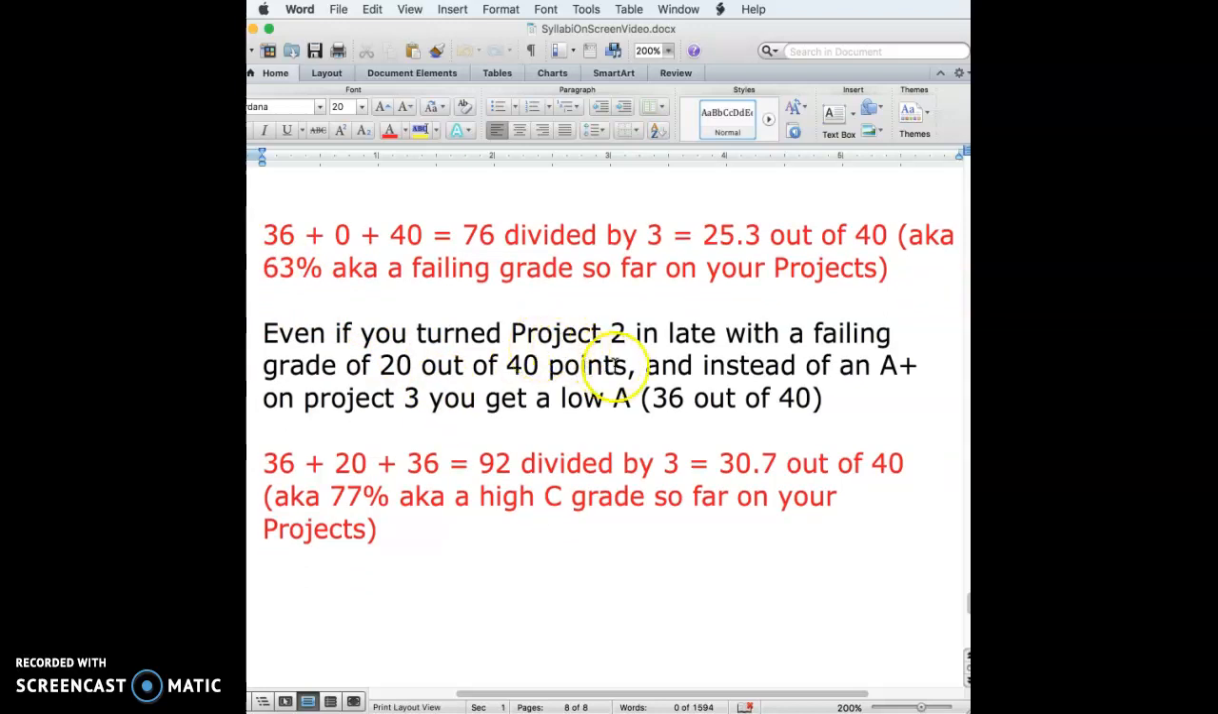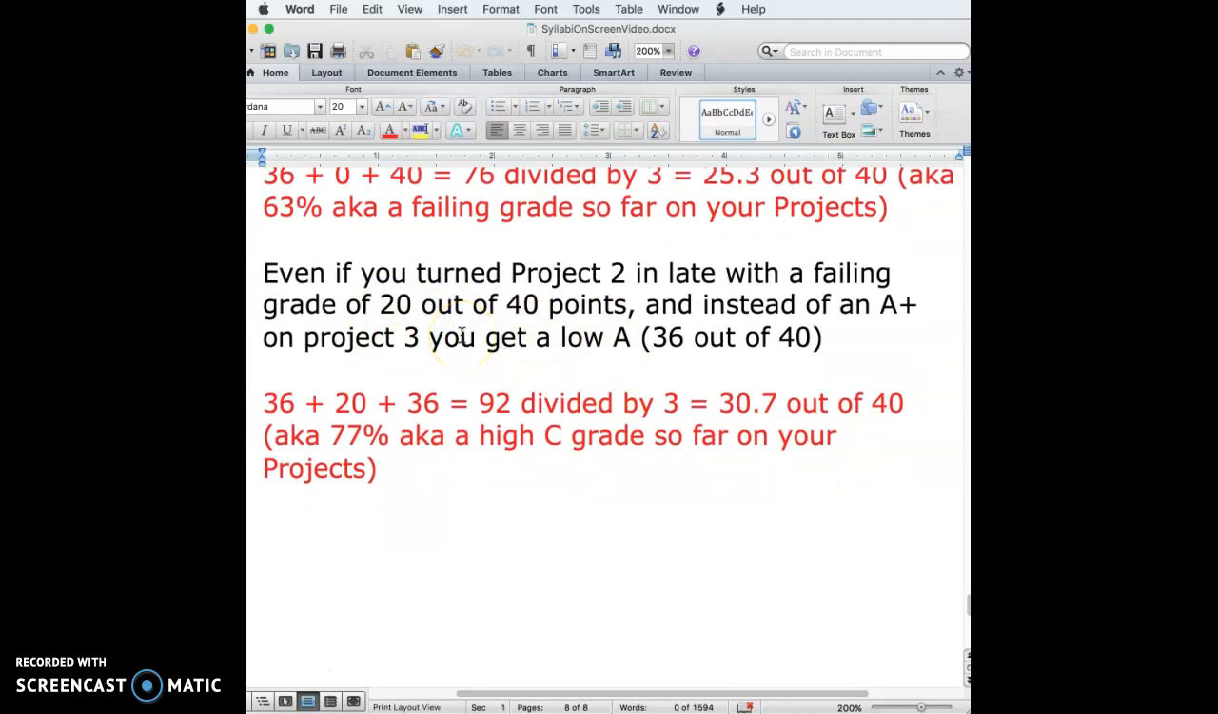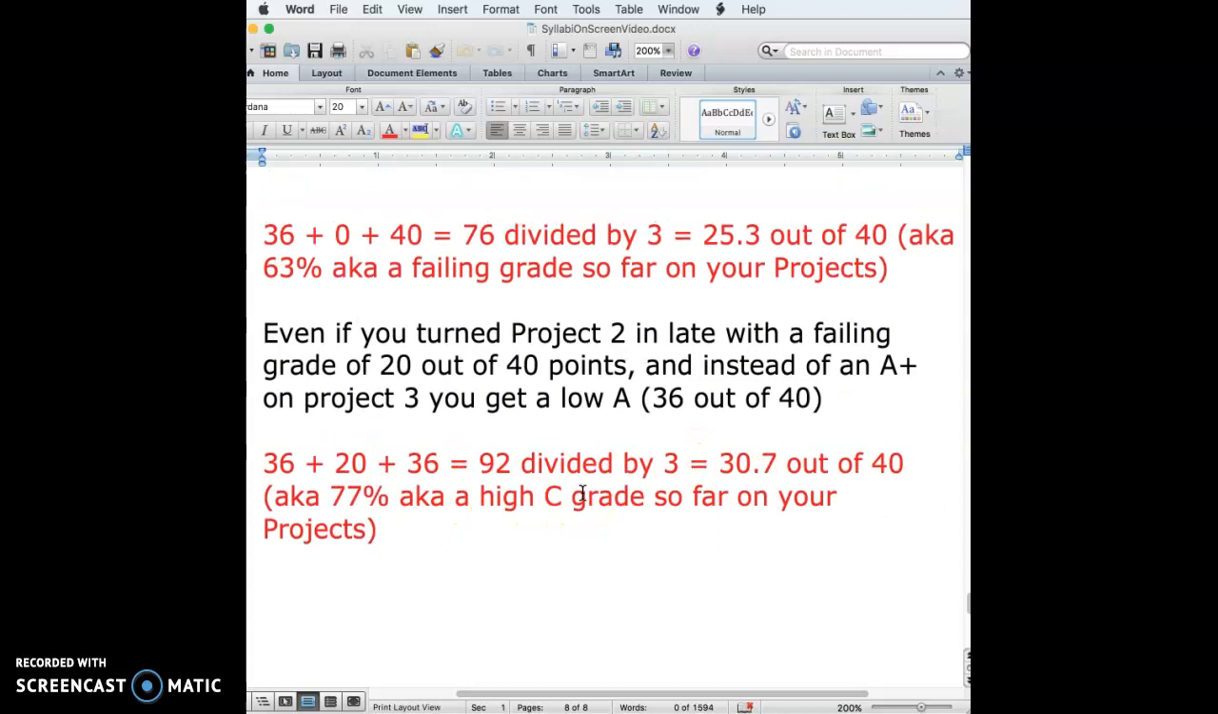So now let's go back and say that you decided to turn in the second project that your dog ate. You slopped it together. You only got 20 points out of 40 because you had to spend that extra time. You didn't get 40 out of 40, but you still got an A on the third project. So now you take your first grade of 36, instead of a 0, you got a 20 here, instead of a 40, you got a 36. That equals 92 divided by 3 equals a 30.7 out of 40, which is a high C grade, on track to possibly move up into the B range. So much better result than what you saw in the example of getting a 0.